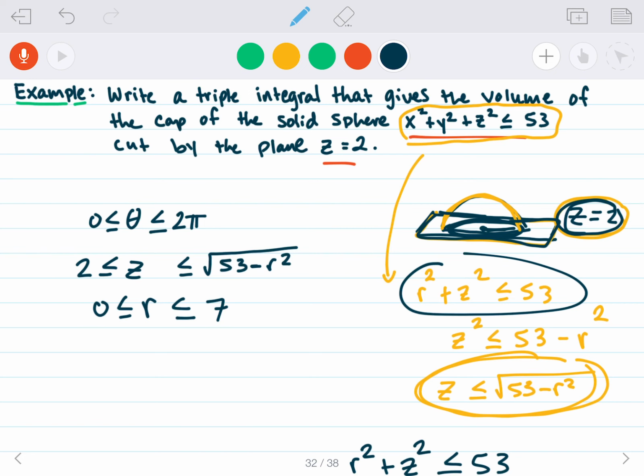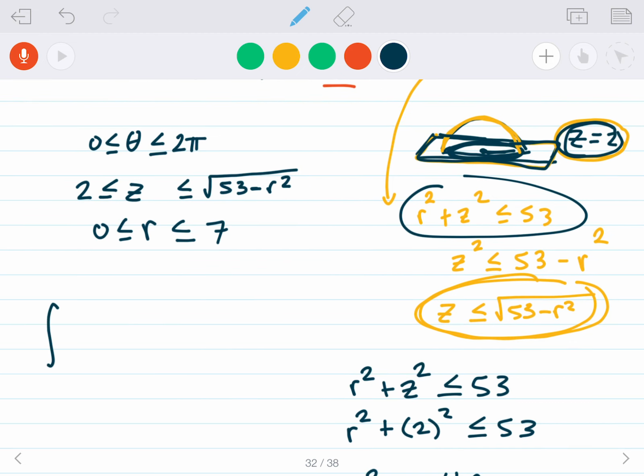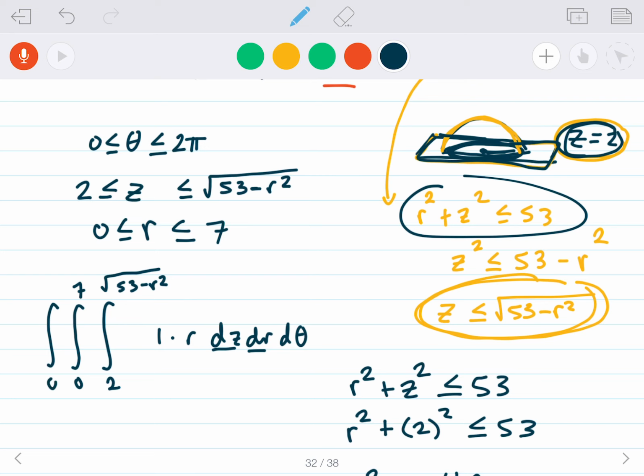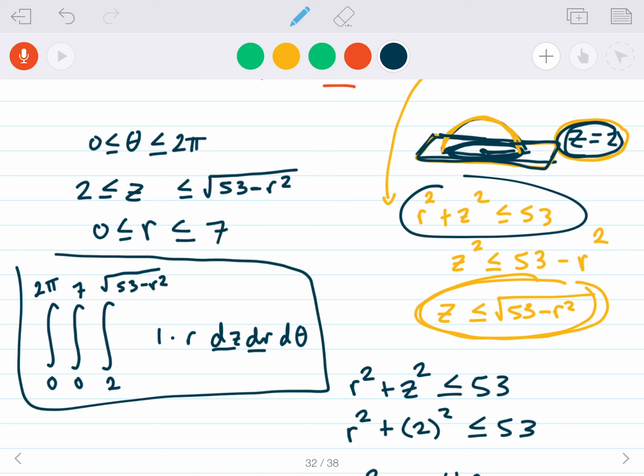So now I can write the triple integral. And if I want to, I can evaluate it. I'm not going to do that here, though, just because we've already done so many examples where we evaluate integrals. But yeah, so I'm going from z equals 2 to the square root of 53 minus r squared, of 1 r dz dr d theta. That's the order that I'm using. So that was z, so next comes r. So r varies between 0 and 7. And then finally theta is going to vary between 0 and 2 pi. Okay, so that's my integral to find the volume of that cap.